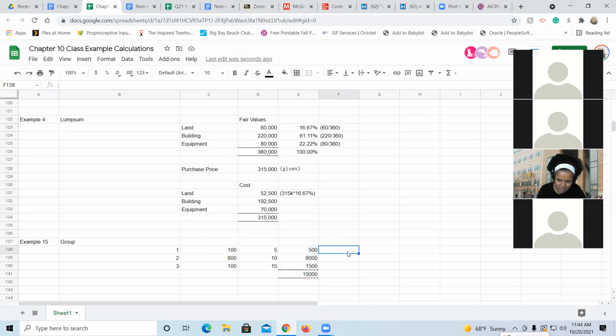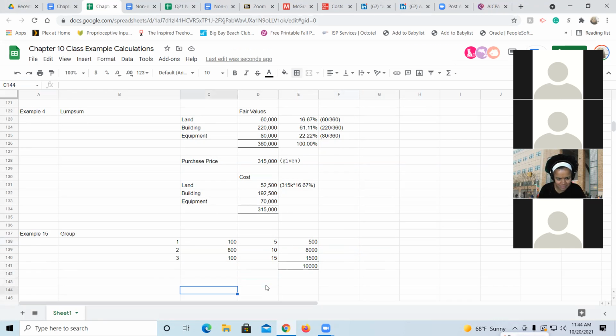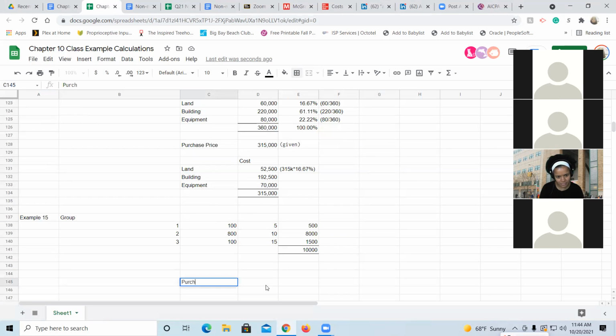So we see here the purchase price of the lot is 8,000. So cost allocated to group one, 8,000 equal to 5,000 divided by 10,000. 5,000 I find sales value and 10,000 is sales value of the three group. So I find 4,000.